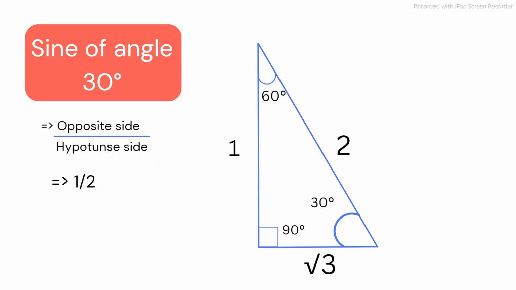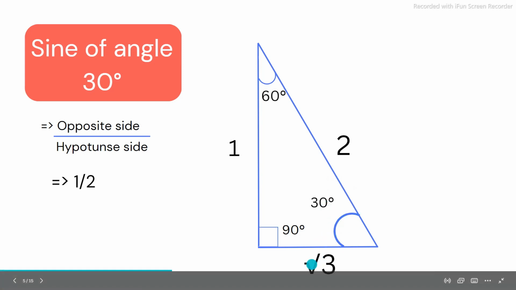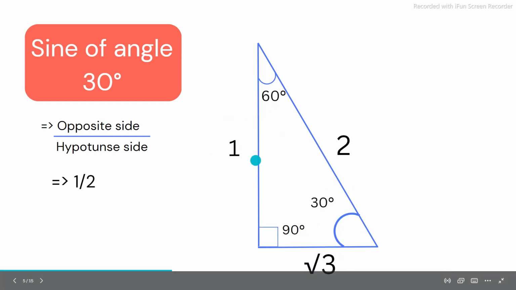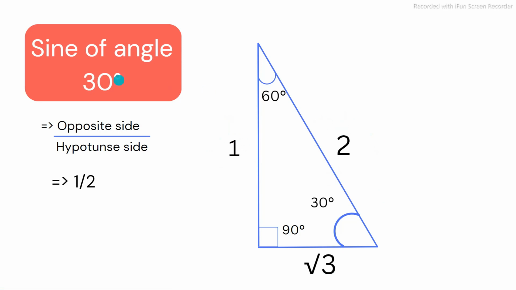Apart from that, we have the sine of 30 degree. I already explained that the 30 degree has root 3 as the other value and 60 degree is with the 1 value. For 30 degree, the opposite side will be 1 and the hypotenuse will be 2. Therefore, when I take the sine of 30, the opposite side will be 1 and the hypotenuse will be 2. Therefore, we got our value as 1 by 2. This is the sine of 30 degree.